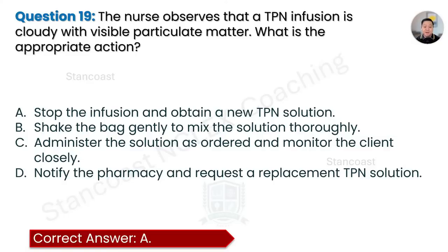Letter C, another incorrect option. Administering a potentially contaminated solution can also place the patient at a higher risk for embolism, and this is not going to address the safety of our patient. Letter D, another incorrect option. Notifying the pharmacy is necessary, but after you have already stopped the infusion. So you have to ensure immediate client safety in order to promote top safety for your patient.